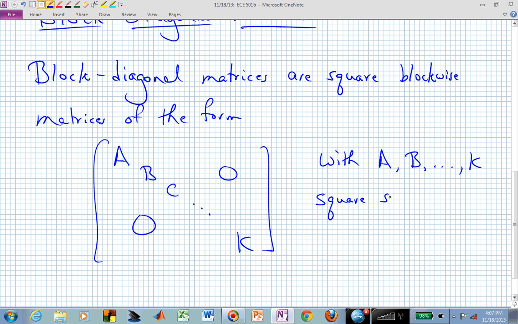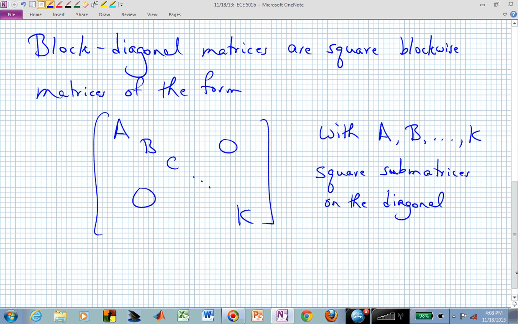Those are square, and I will go ahead and call those submatrices since those are appearing within this larger matrix. But A, B, all the way down to K are square submatrices that live on the diagonal of this larger matrix that's block diagonal. And A, B, C, down through K, are not necessarily the same size.